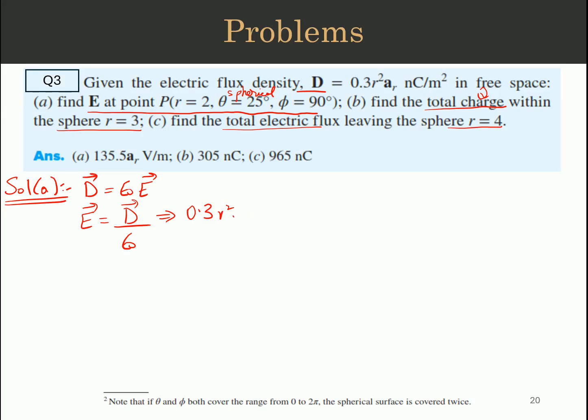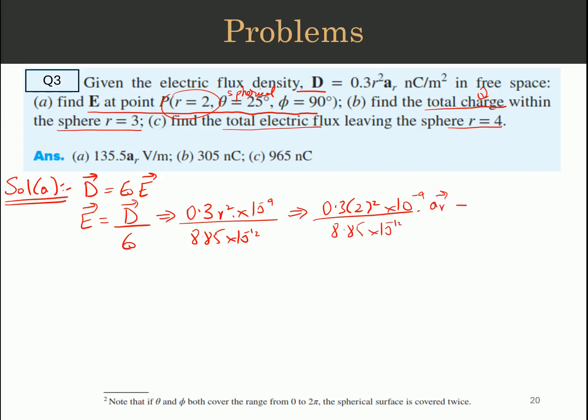It is r square into 10 raised to power minus 9 divided by epsilon, which is 8.85 into 10 raised to power minus 12. So what is the value of r? In this case the value of r is 2. You just incorporate the value of 2 over here. So 0.3 into 2 square into 10 raised to power minus 9 divided by 8.85 into 10 raised to power minus 12, with its unit vector a of r, and it should come out to be 135.5 along a of r volts per meter. So this is the electric field intensity for the given electric flux density.